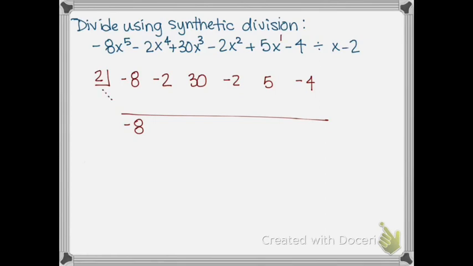What do we do with these two? We multiply. And then add -18. Multiplying the 2 and the -18 gives us -36. And then adding. Keep going.